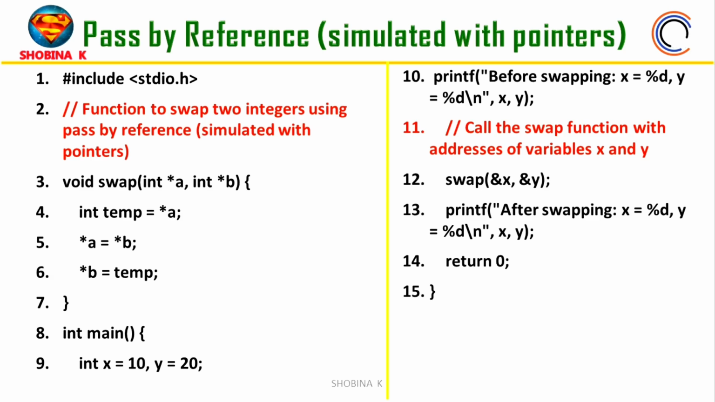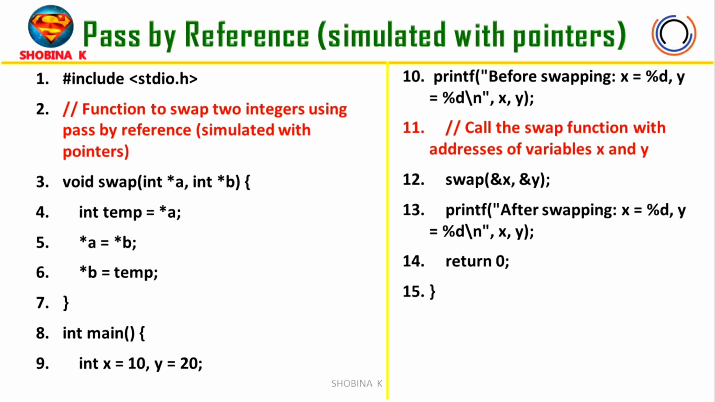This line assigns the value pointed to by b to the memory location pointed to by a, and this will swap the values of x and y. *b = temp. This line assigns the value stored in temp to the memory location pointed to by b, and this completes the swap operation. Line 7 marks the end of the swap function definition. And then the main function, which is the entry point of the program: int x = 10, y = 20. This line declares two integer variables x and y and initializes them with the values 10 and 20 respectively.